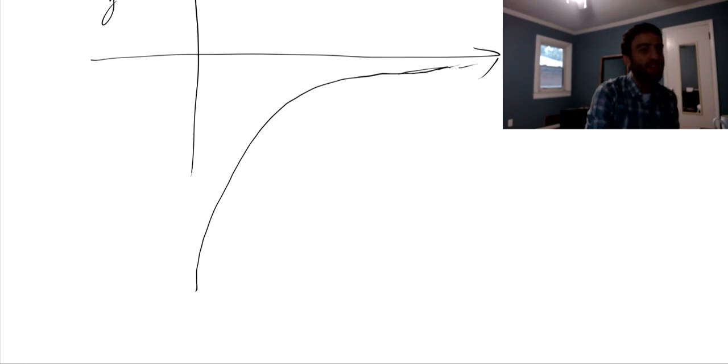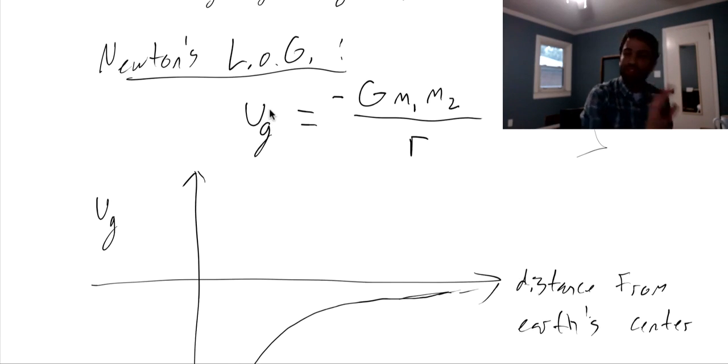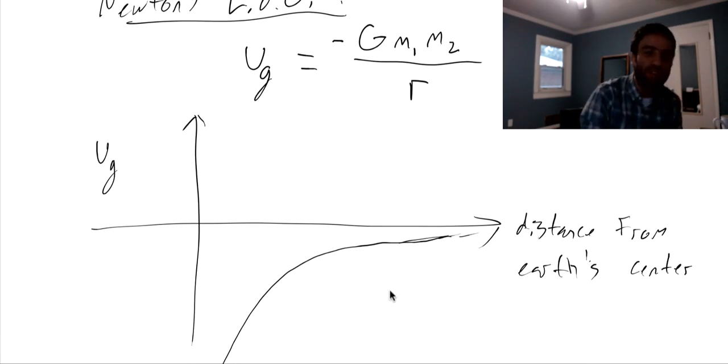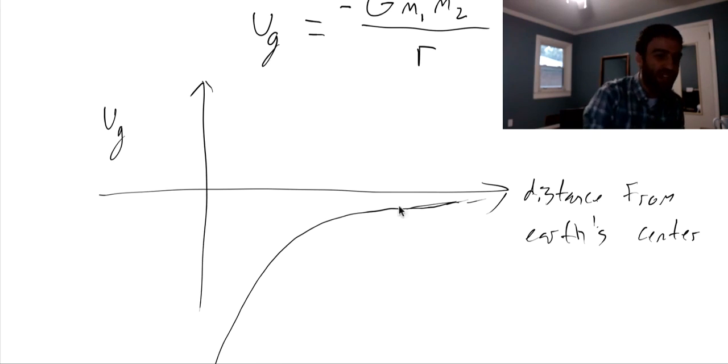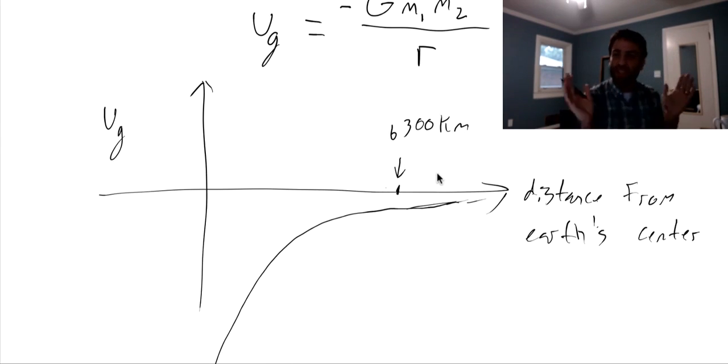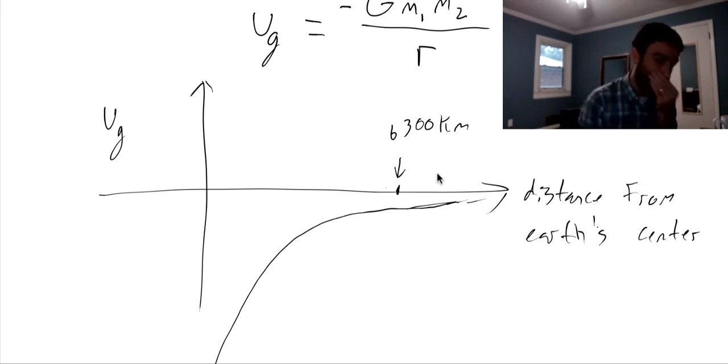Okay, so the actual potential looks something like this. And the reason we can use the simple approximation that we do over here is that, on this scale, this is like, say, 63,000 kilometers, a typical distance from the center of the Earth you might be if you're sitting on the surface.